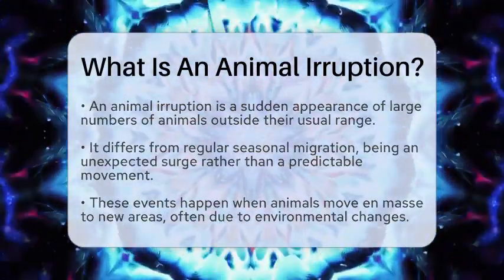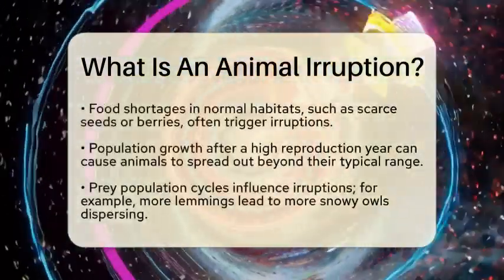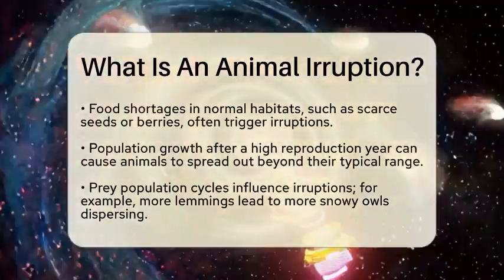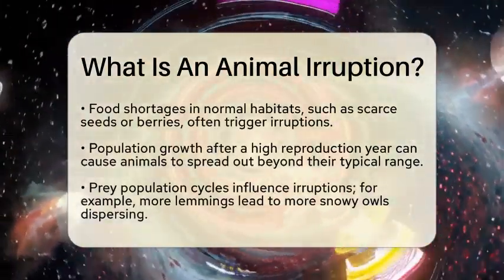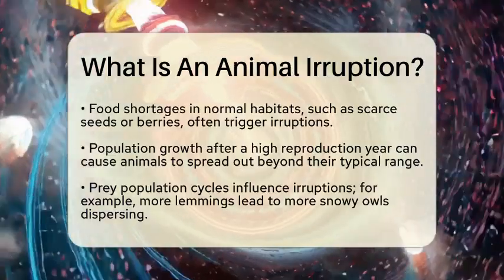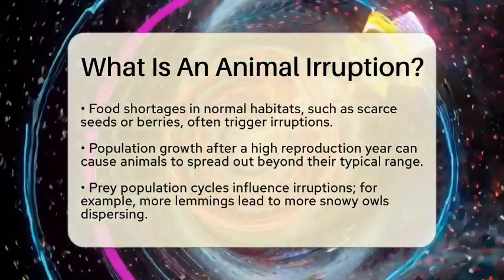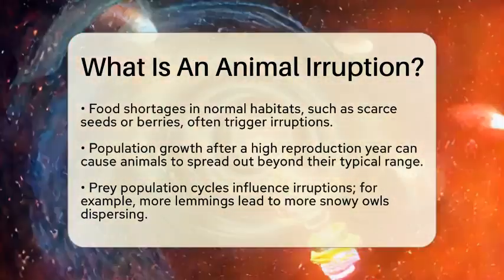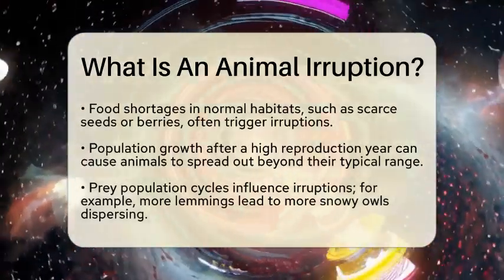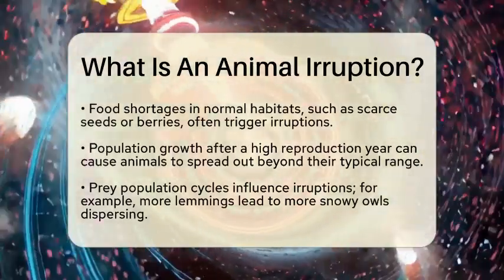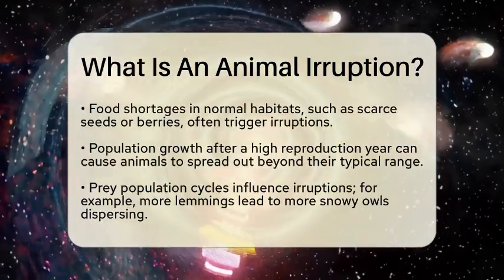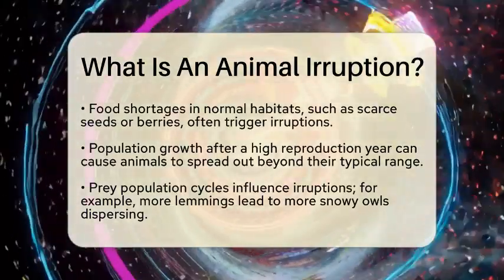For example, many bird species like pine siskins or common redpolls normally stay within specific regions. But during an eruption, they can show up hundreds of miles away from their usual spots. They might travel south or east instead of their typical northward migration. These flocks can be surprisingly large, sometimes covering entire skies or forests.